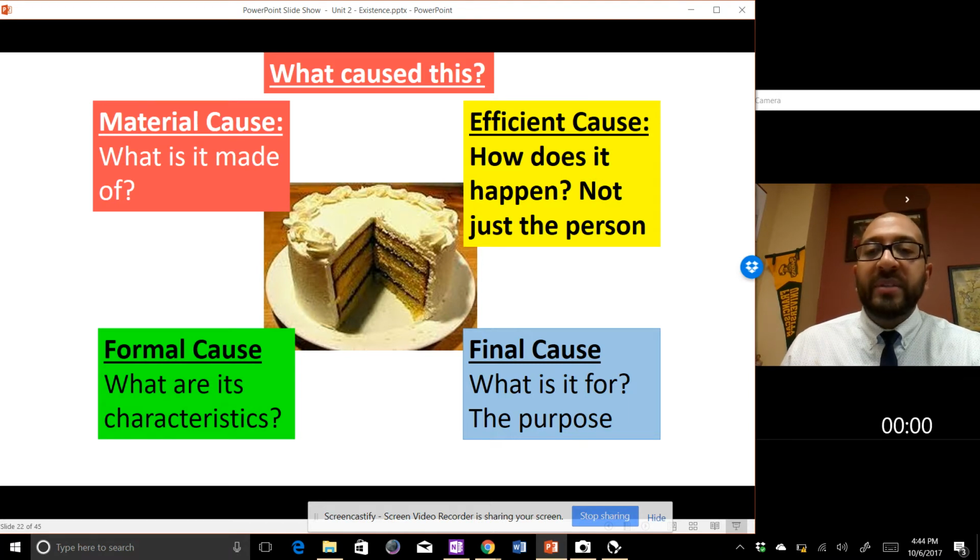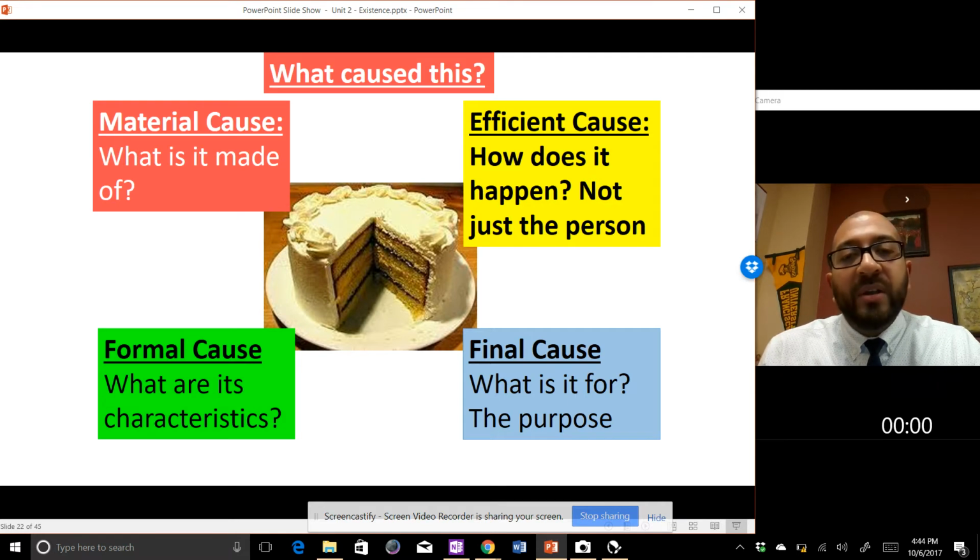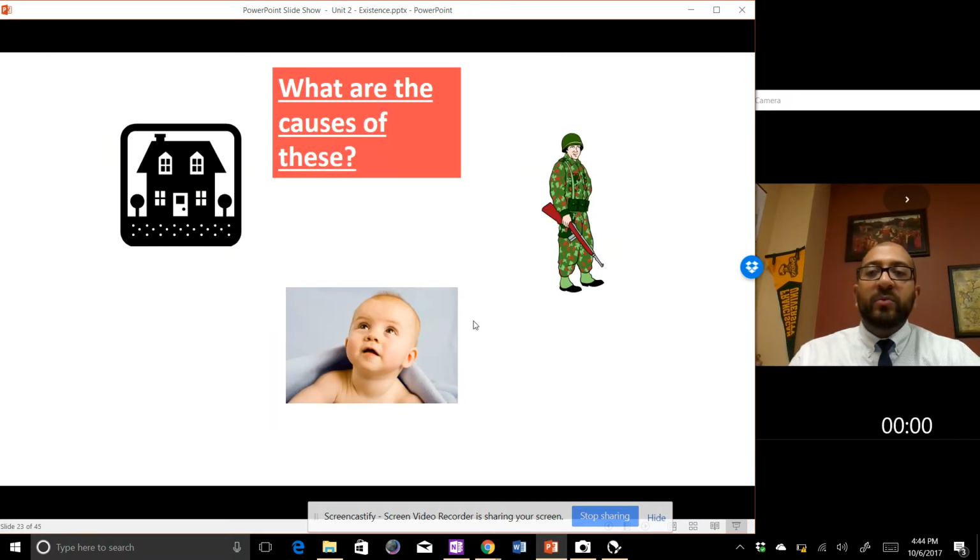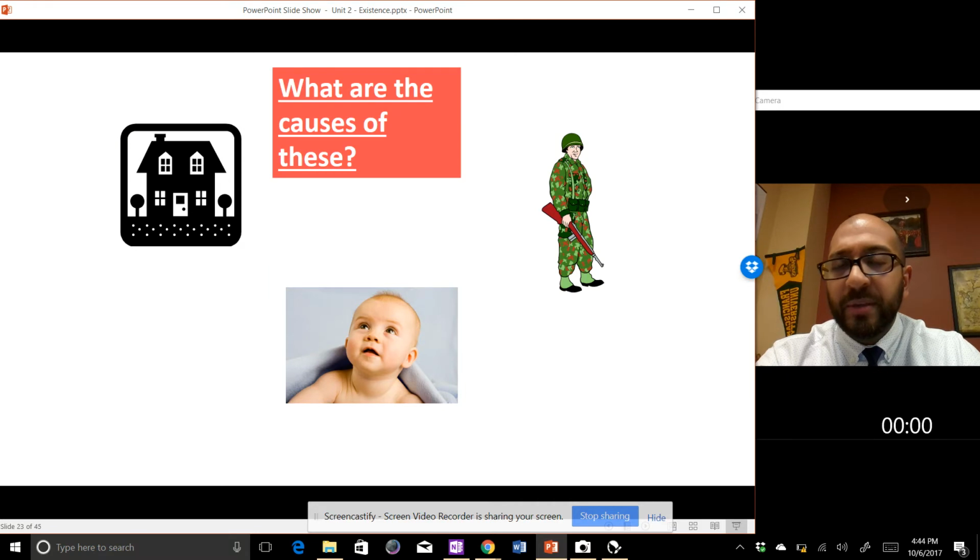The formal cause is the characteristics. It's the recipe. It's the design. It's the layout of it. And the final cause is the purpose. Someone wants to celebrate and eat food. All right. So take a look at these. What are the four causes of a house? What are the four causes of a soldier? What are the four causes of a baby?